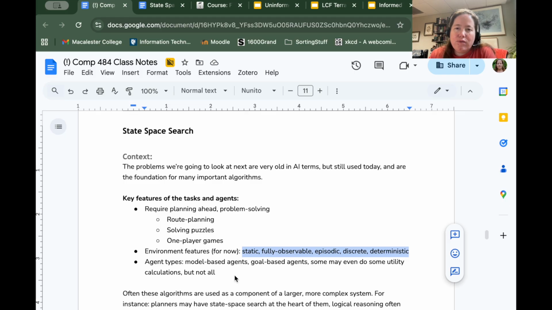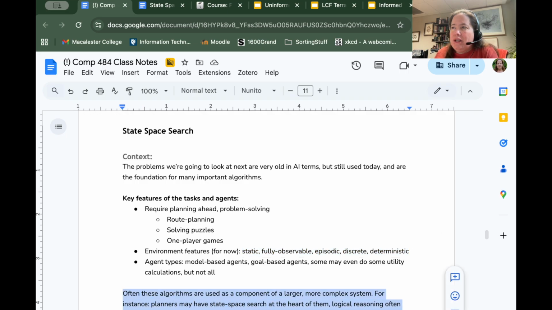So what does this mean for us in terms of agents? We can have a lot of different agent types, but typically we're looking at model-based agents. So these are agents that have a model of the world within them, perhaps, or some information about the world. Or they might even have goal-based agents, or ones that do utility calculations. But most of these algorithms are focused on just solving a goal that's known to us, that's sort of built into the system.